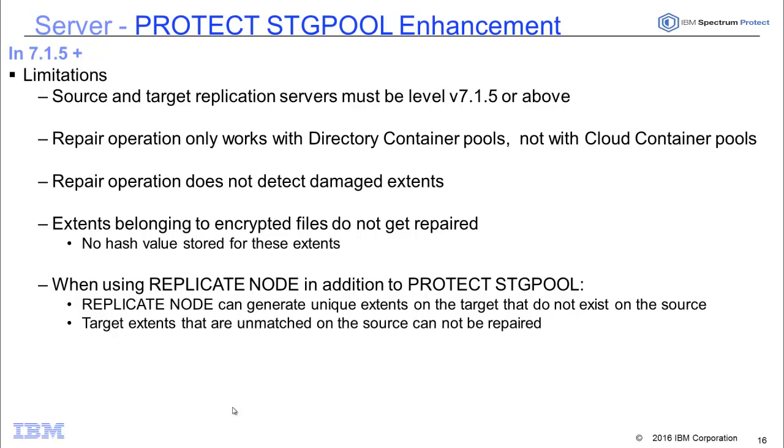There's also the possibility that when you use the replicate node and the protect stgpool commands together, that there will be some extents on the target server that don't exist on the source server. And so in this case, we would not be able to repair any of those damaged extents. Okay, so what I just talked about is a Protect Stgpool enhancement, where now we can repair extents that have been damaged on the target server and the source server.